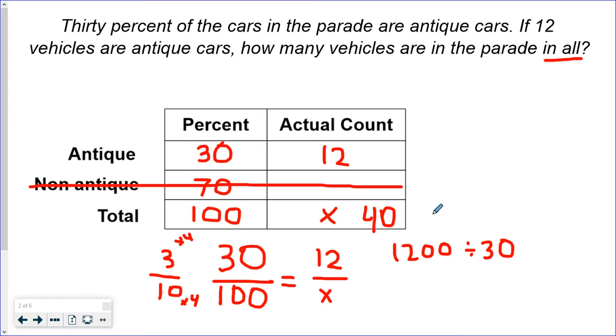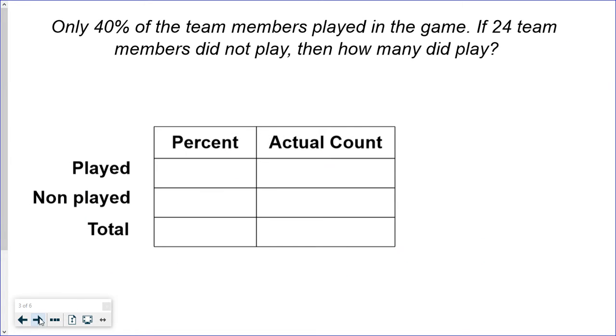So there's a couple of ways you can find the answer once you finally have written it as a proportion. But we've got to get it written as a proportion first, and I think using this box is going to help us. Here's another problem.